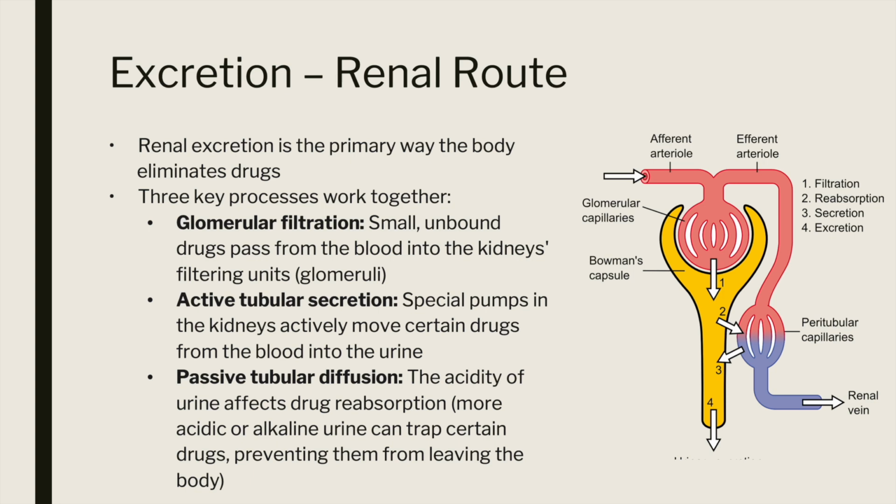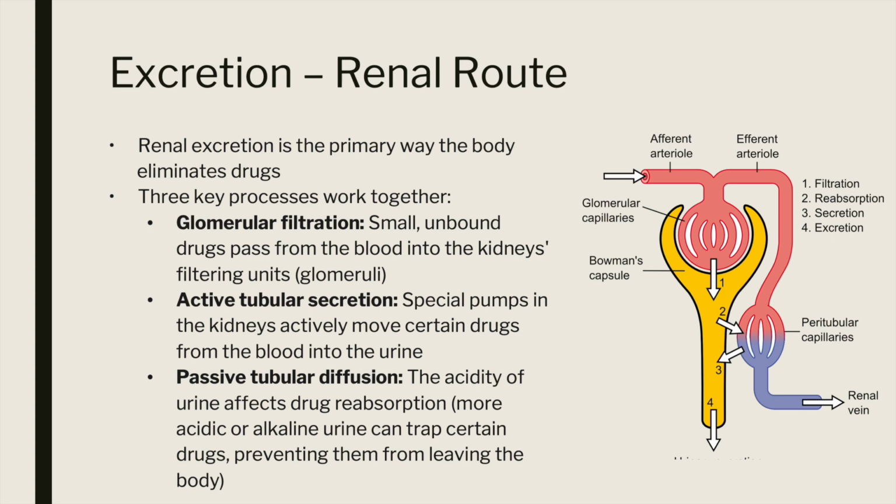So when you're looking at the renal route, there are 3 processes that really work together. So glomerular filtration, this is where small unbound drugs pass from the blood into the kidneys' filtering units, which are called glomeruli. Then we have active tubular secretion. So this is where special pumps in the kidneys are actively moving certain drugs from the blood into the urine.